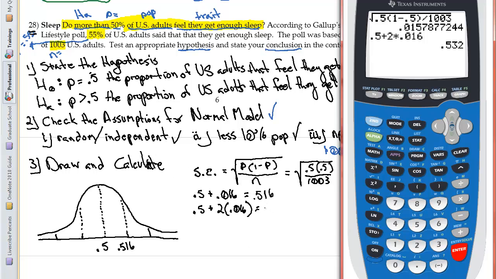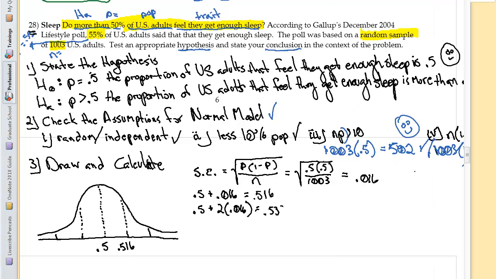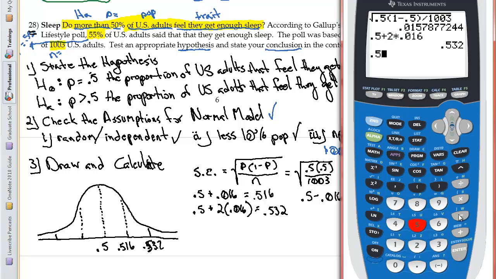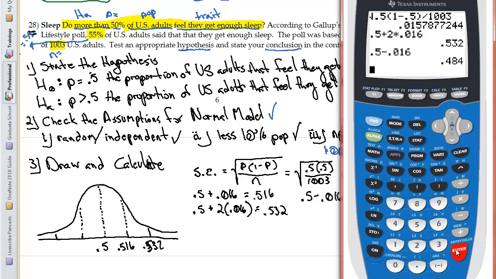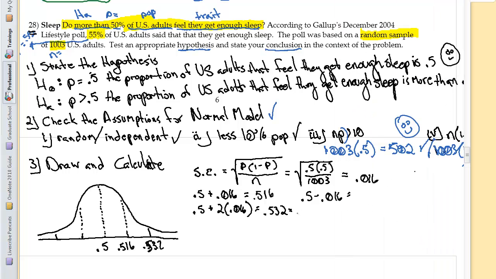Okay, so 0.532. And so that's what's going to go right here. Now I also have to go this way, and so now I need to subtract. So now I'm going to have 0.5 minus 0.016, okay, for 1 standard deviation away. So you got 0.5 minus 0.016, and that gives you 0.484, okay. So now I go over here, 0.484, and that's going to go right here.